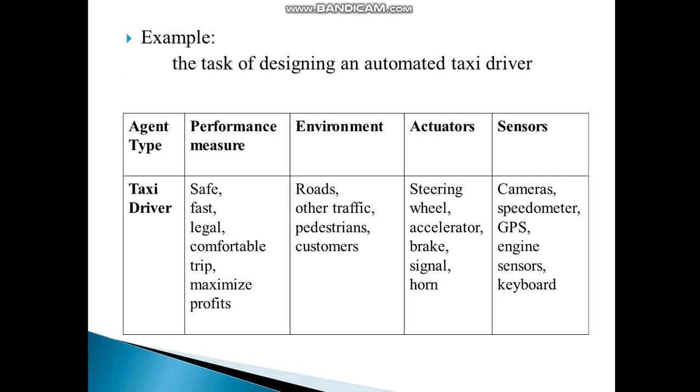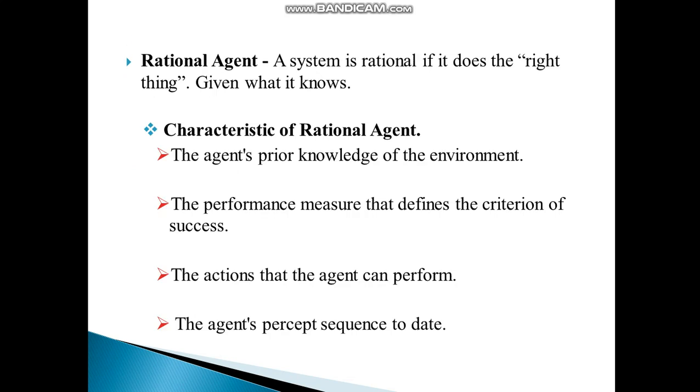Here, the agent type is the taxi driver. Here we consider four factors, that is performance measure, environment, actuators, and sensors. For performance measure we consider safe, fast, legal, etc. In the environment we consider the road, other traffic, and pedestrians. The actuators are the steering wheel, accelerator, and signals. Cameras, speedometer, GPS, and keyboard are the sensors.